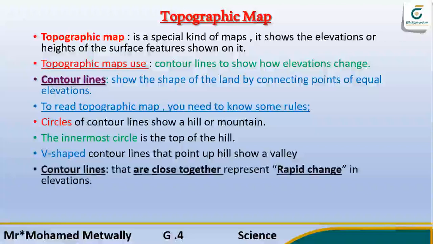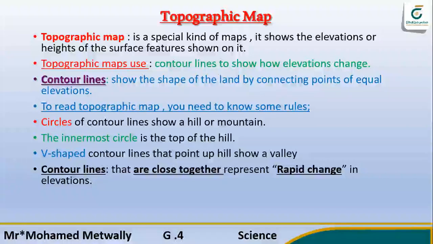Another rule I have to know to read a topographic map is if I see contour lines close together, this represents rapid change in elevation. We will deal with each piece of information when we go deeper into our lesson, but I need you first to know this simple information about topographic maps, which is related to our lesson.